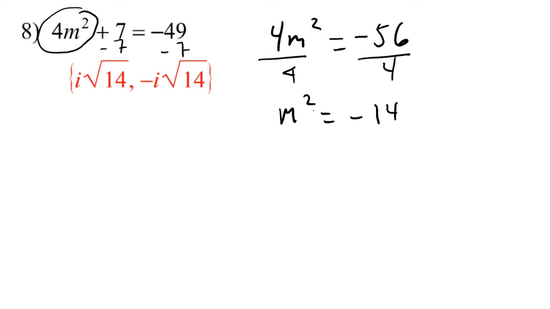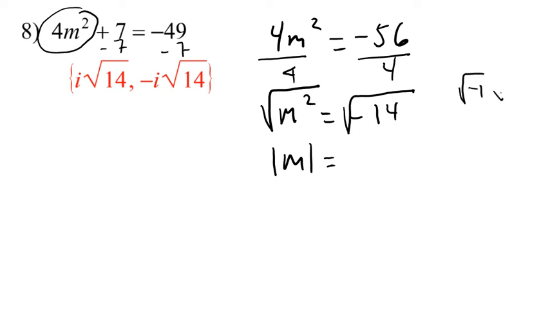Again, I don't want m squared, I want m, so I've got to take the square root of both sides. And so then I get the absolute value of m equals the square root of negative 14. But remember, guys, we can think of this as the square root of negative 1 times the square root of 14. And what do we know the square root of negative 1 is going to be? It's going to be i square root 14.